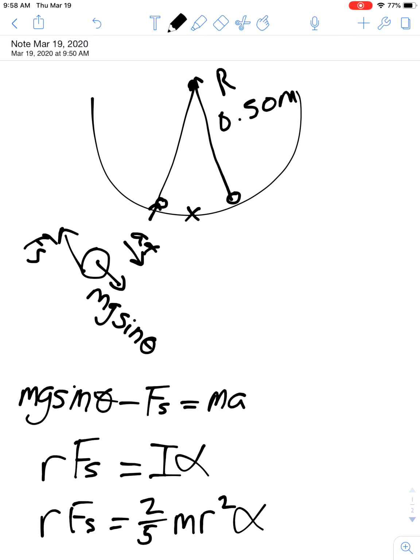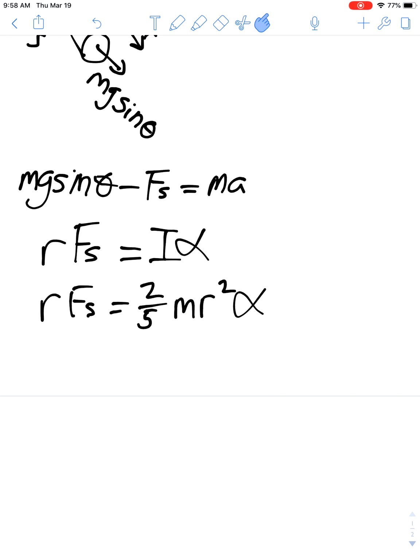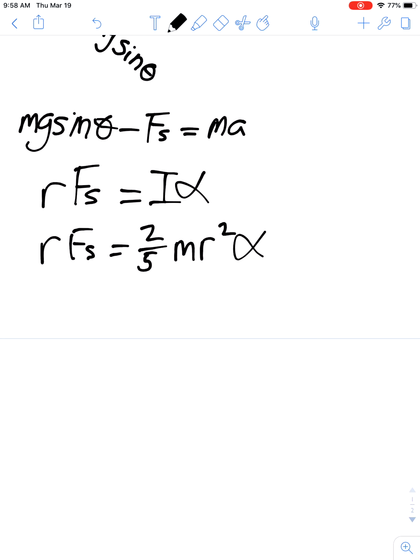You can kind of see where we're going here. I'm going to do a little bit of algebra to simplify. It should look familiar to you. So notice these r's cancel out, and then I'm also going to make a substitution.